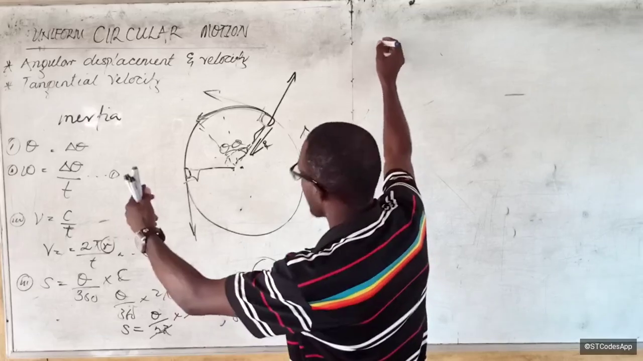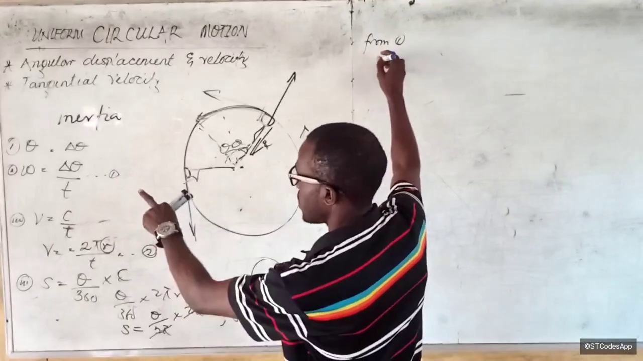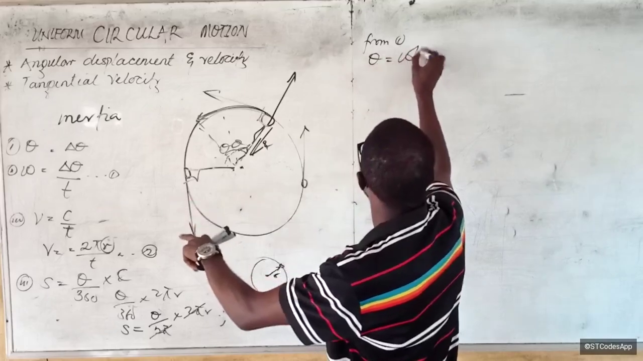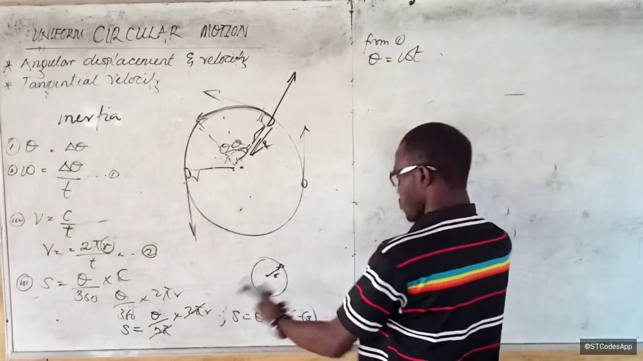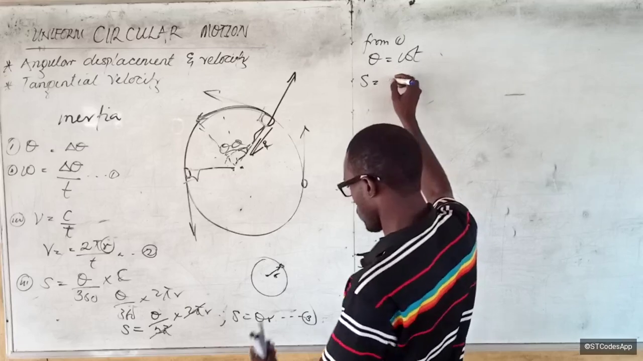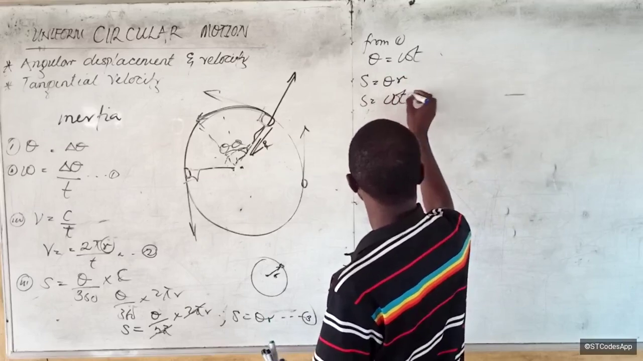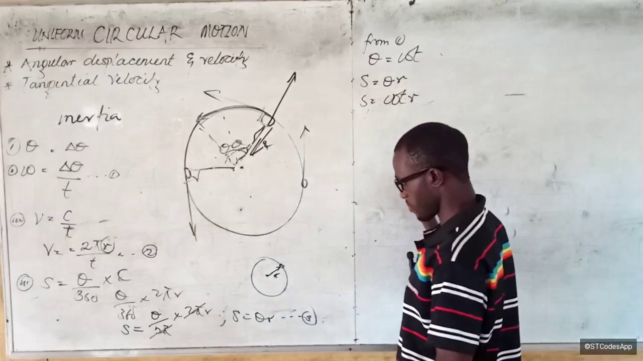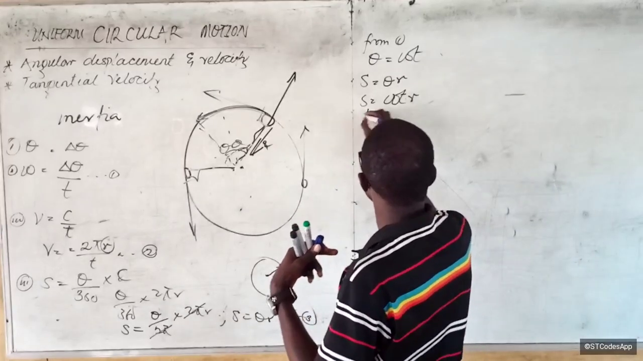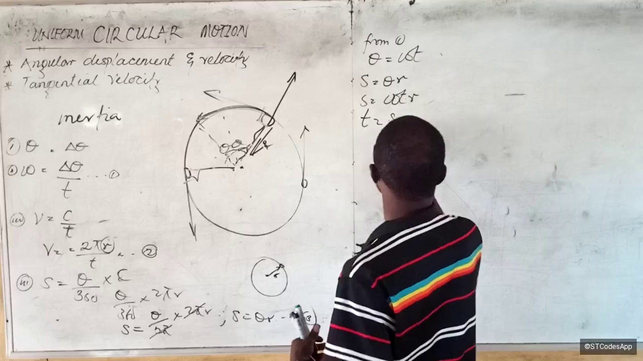Since we already know from 1 that this theta is going to be omega t, we can sub that into this equation so that our S can become what? Since S is theta r, S can therefore become omega t times r, isn't it? Another thing we can do is find the time, which is S over omega r.